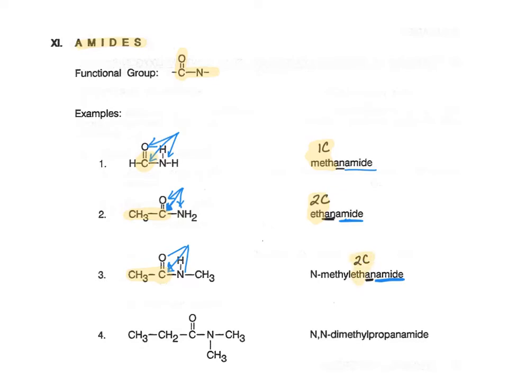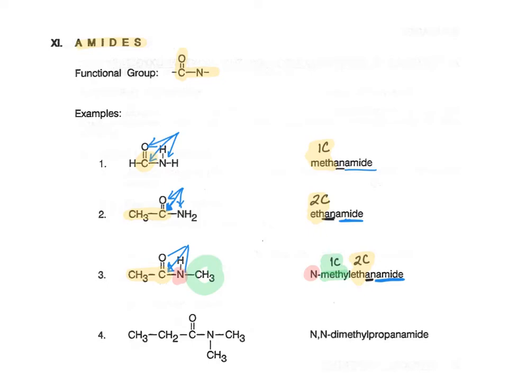Then we look at the branch that we see on here. It is a methyl group, so we're going to put methyl ethanamide. And then we want to say, well, what carbon is it on? In this case, it is not on a carbon, so we just put N to say that it is on the nitrogen. And we get N-methyl ethanamide.